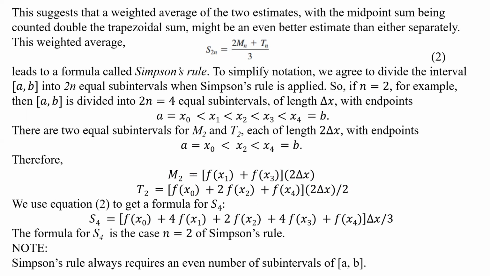And so using this equation up here, we end up with S4 for Simpson's rule is f of x0 plus 4 f of x1, because we have so many of them, plus 2 f of x2 plus 4 f of x3 plus f of x4, all times delta x divided by 3. Now this is S of 2n, so n of 2, 2 times 2 is 4. That's why we have that. And the nice thing is Simpson's rule always requires an even number of subintervals, and that's because of that 2n up here. As we see right here, we have S sub 2n. So it's always going to be an even number of subintervals.